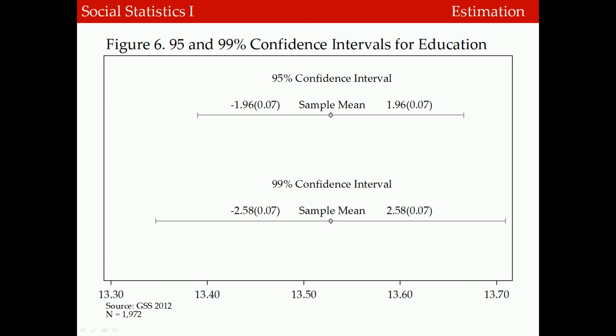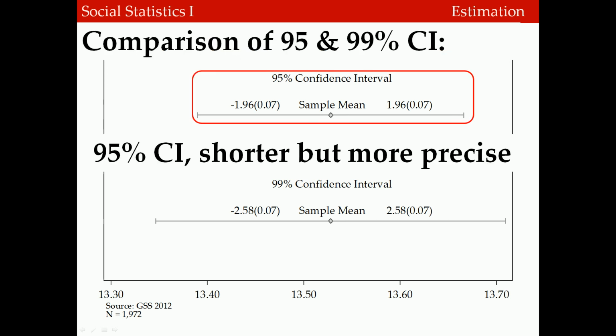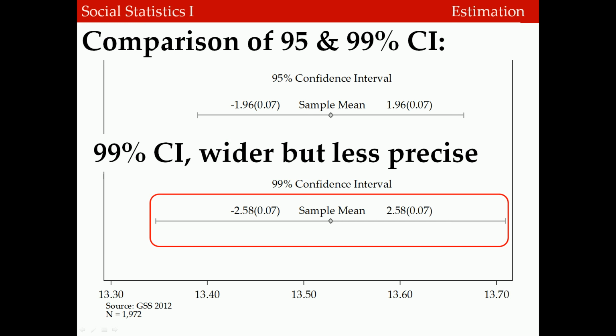To illustrate that graphically, here is a comparison of the 95 and the 99% confidence intervals. We can see that the confidence interval for the 95% confidence level is a little bit shorter, but more precise, whereas the 99% confidence interval is wider, but less precise. So we're more sure that we're going to capture the value of the true population parameter in the 99% confidence interval, but because it's a wider interval, we're less likely to figure out the actual value of the true population mean.